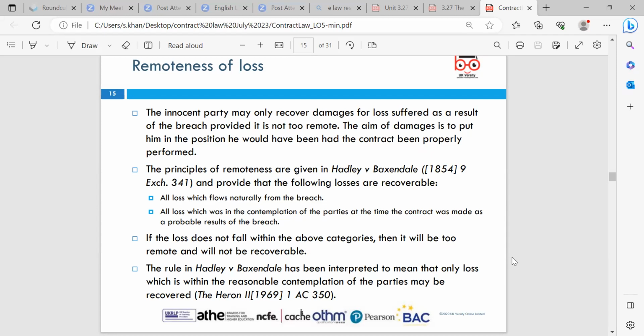The court ruled in favour of Hadley, and the court held Baxendale should have known that the delay in delivering this would result in the mill remaining shut down.